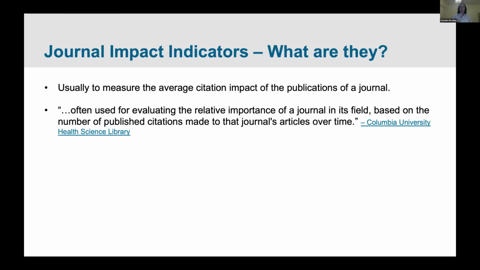So when we talk about impact, it's usually used to measure the average citation impact. So on average, how many citations does each article in a journal receive? And I liked this, and it will be linked to what Simon said about published citation, because now we have all different types of research. It's not always published in journals that are included in the different databases. So that's why I took this one also as a quote here from Columbia University.